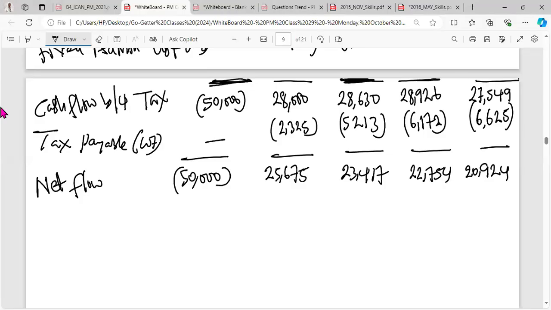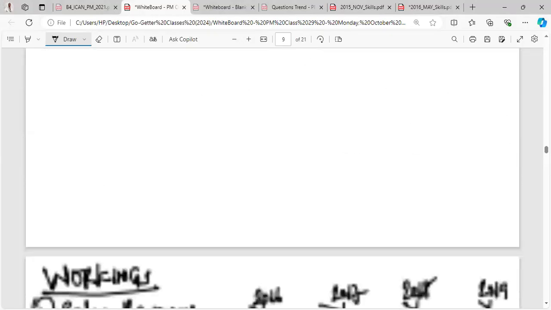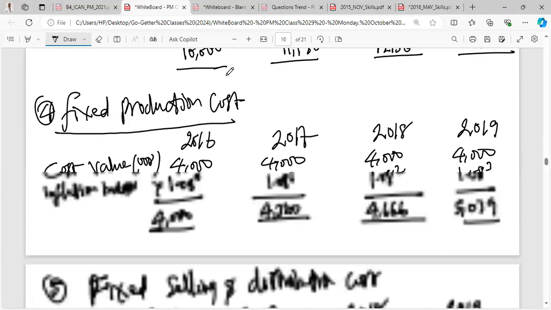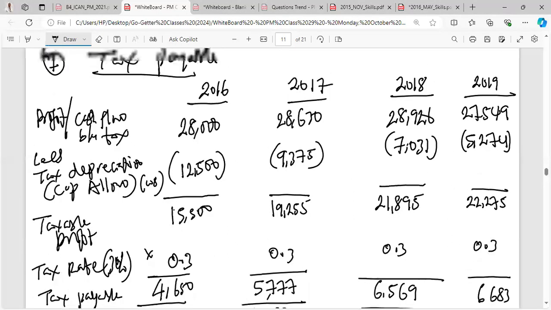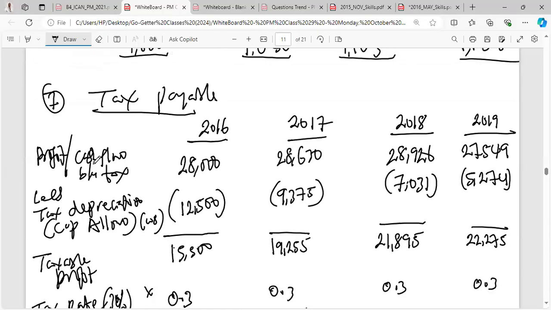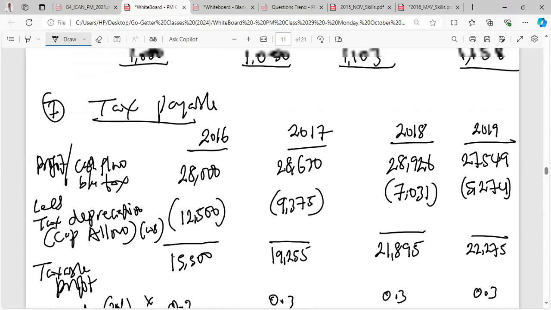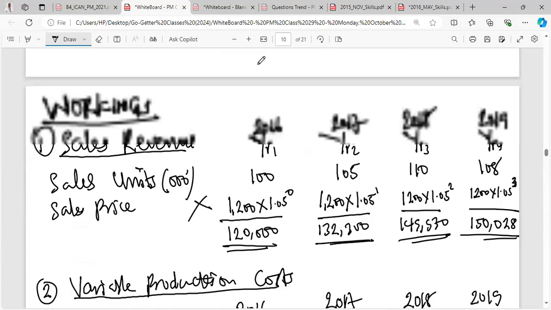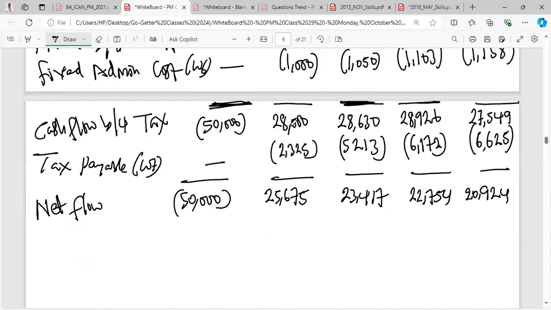Now, this is net flow. I will just briefly talk about the tax payable. Now, this is tax payable. This is your cash flow before tax, which happens to be this figure, starting from 28 down here. So how do we get this tax payable?